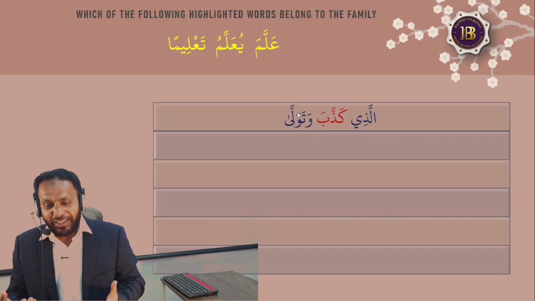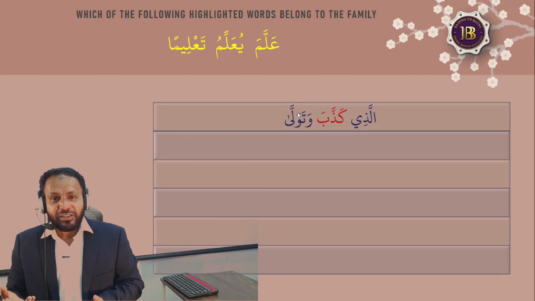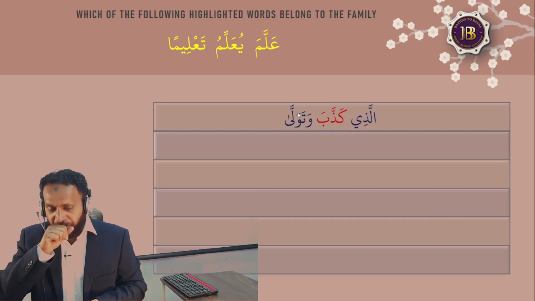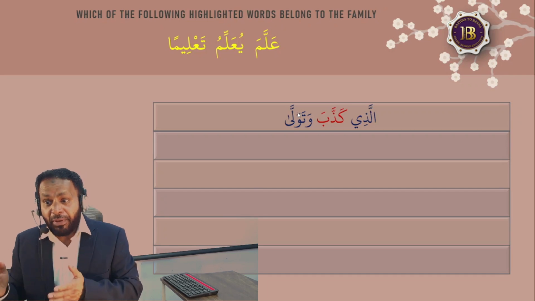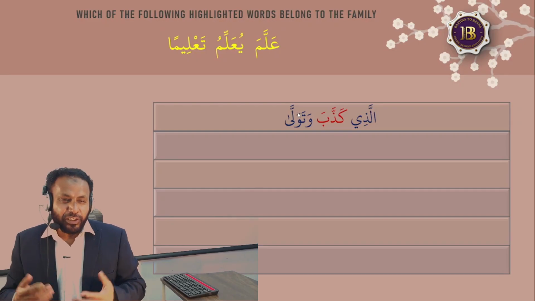I know it. Kazzaba, yukazzibu, takziban. Takzib karna, jhuta, jhutapan. To lie, lying. That is takzib. Kazzaba, he denied. Yukazzibu, he denies. Takziban, to deny.